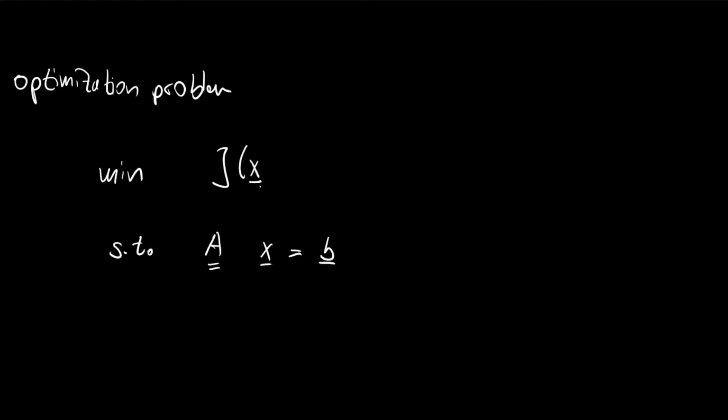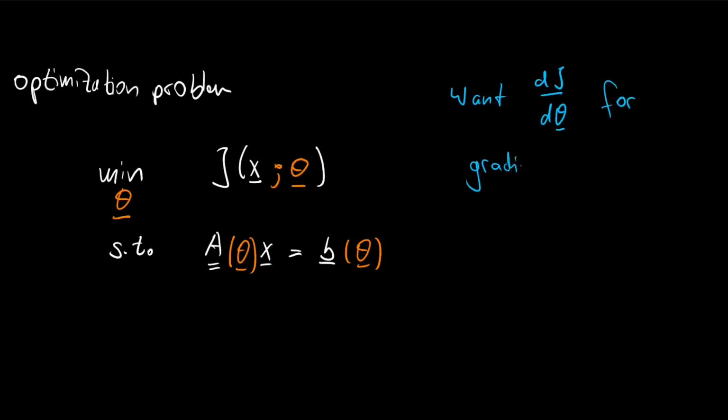You have an optimization problem. You want to minimize a scalar-valued loss function j that is constrained by a linear system of equations. The optimization is not over x, but over some parameter vector theta that also affects the linear system of equations. You are now interested in the sensitivity or the gradient with respect to theta for some optimization algorithms. But how do you obtain it?